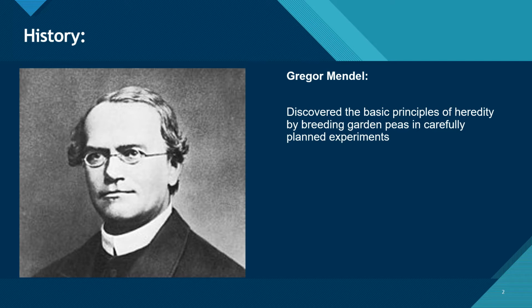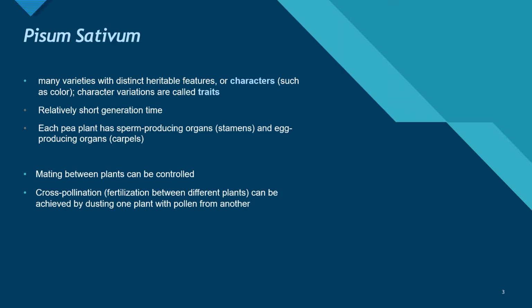The basic principles were discovered by Gregor Mendel, and he discovered the basic principles of heredity by breeding garden peas in carefully planned experiments. So essentially what he did is he took these pea plants and bred them together to see what the two plants together would make. So this was essentially his experiment.